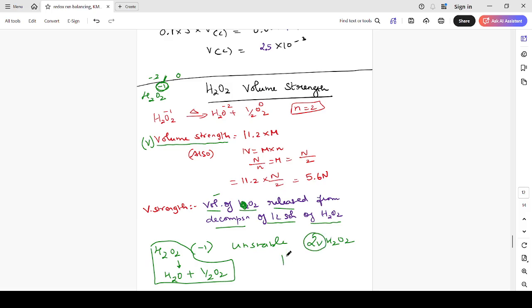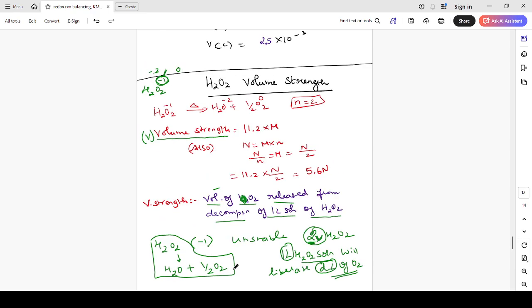It indicates that 1 liter of this hydrogen peroxide solution will liberate 2 liters of oxygen. 1 liter of this hydrogen peroxide solution is unstable. It will decompose on its own to produce 2 liters of oxygen. So you can understand that the 2 written in front of V corresponds to the volume of oxygen that was liberated. Understood?